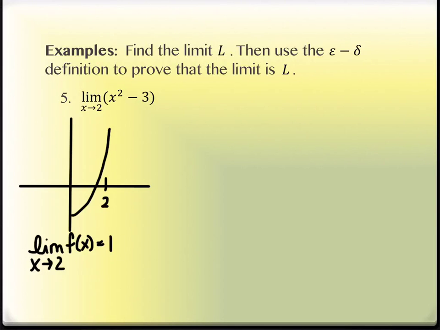All right, so let's go through the delta epsilon part of this, because this one will look different because it is a quadratic. It starts out the same, though. We're going to start out with the x squared minus 3, the function value, and we're going to subtract the value that we just got as what we believe our limit value is, which was 1.